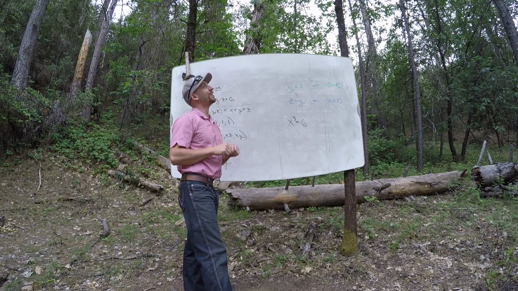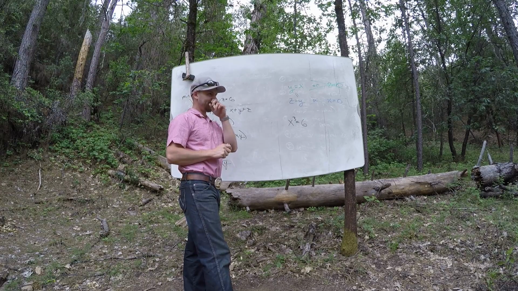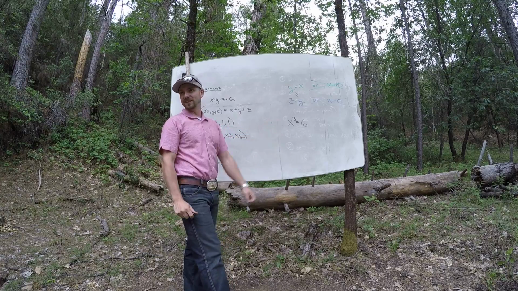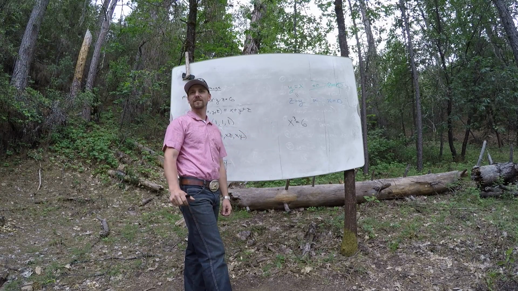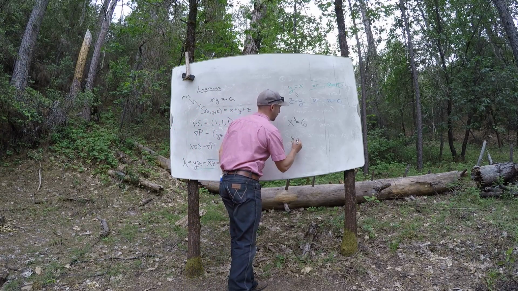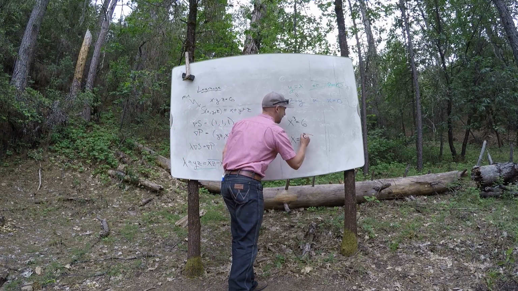So x cubed is 6. What do I do with this information? Solve for x, right? So again, x is the cube root of 6.